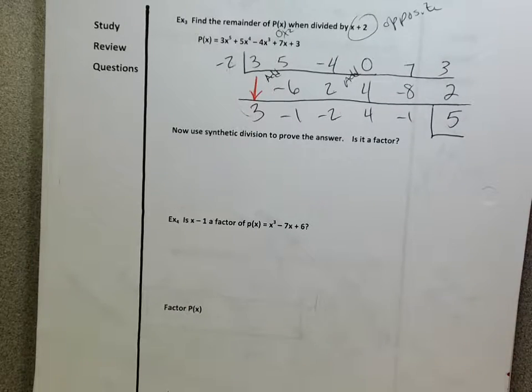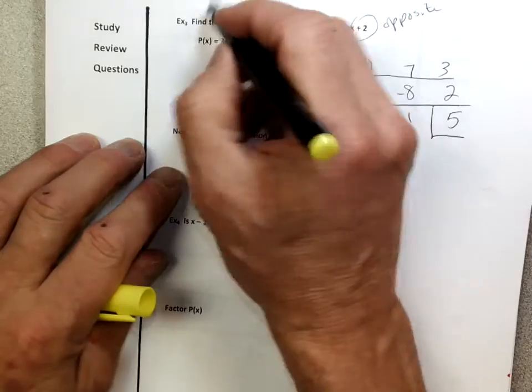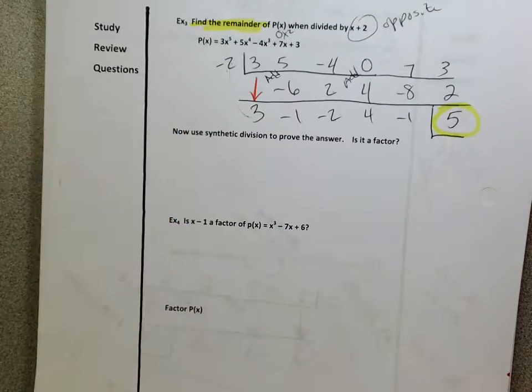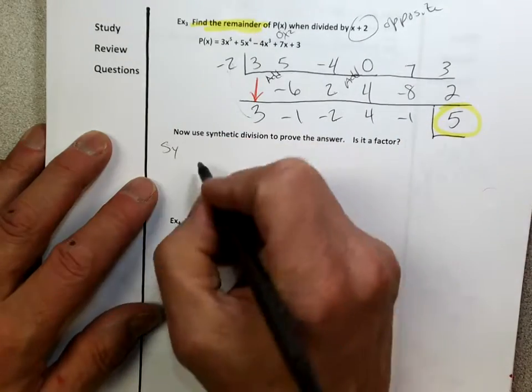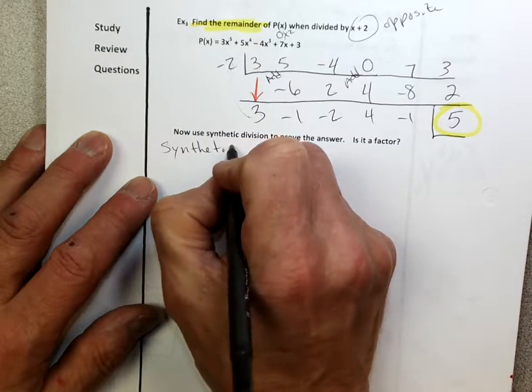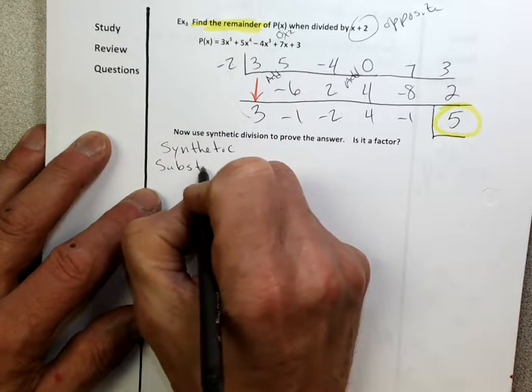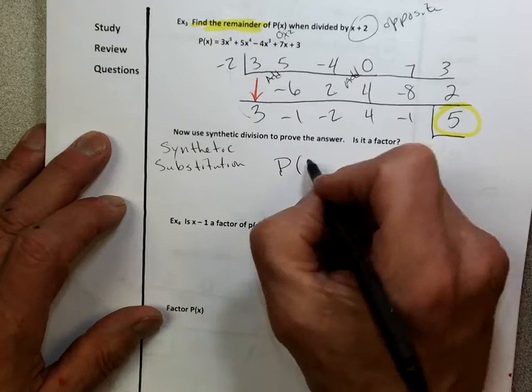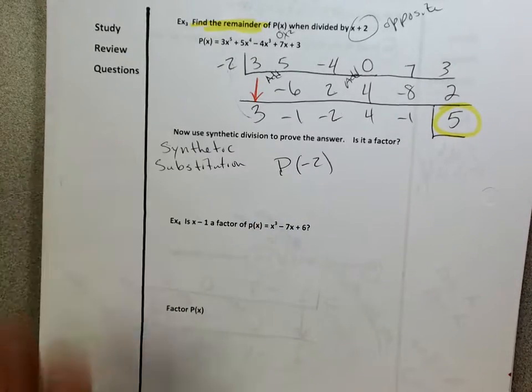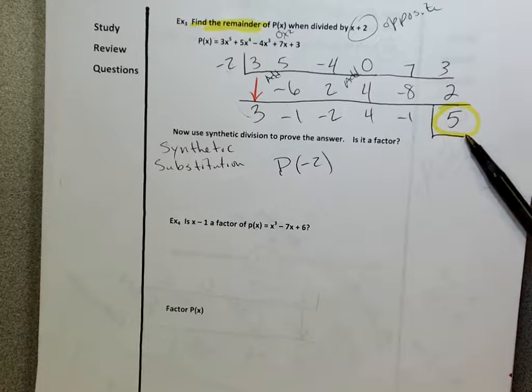Now in this case, the question was find the remainder. So I don't really care about anything else. I know the remainder. What's the remainder? 5. Great. Now there's a thing called synthetic substitution that's actually even faster. Synthetic substitution says this: if I plugged in P of negative 2, the answer is 5. I'm going to prove it to you. Isn't that crazy? Synthetic substitution will get you the remainder every single time.